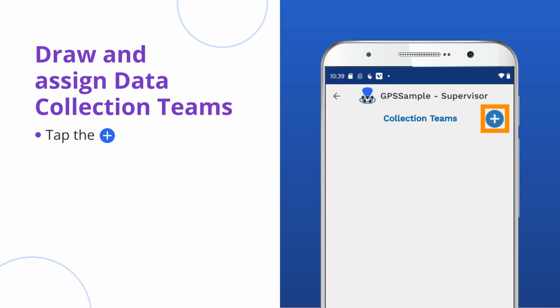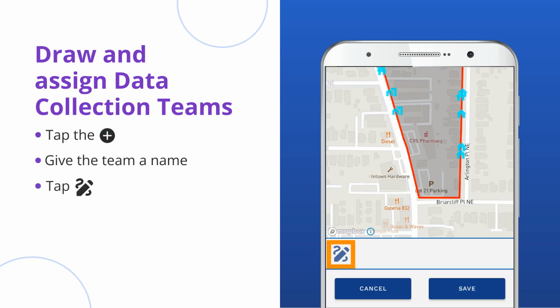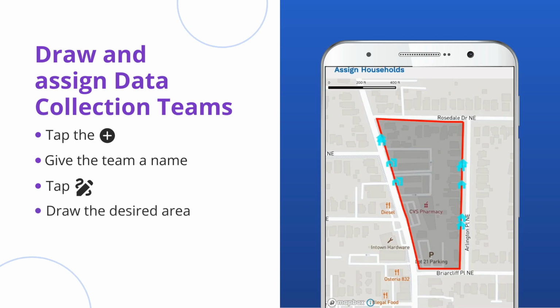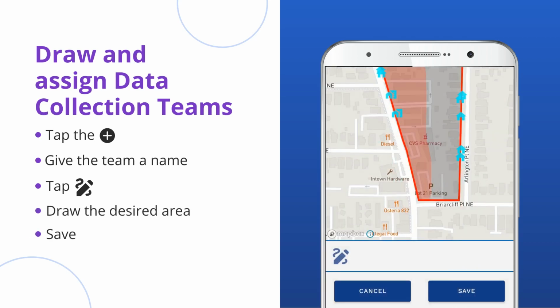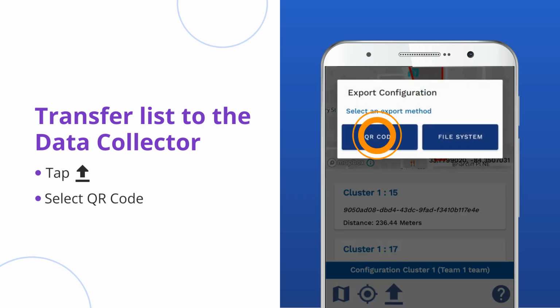Tap on the plus icon to create and assign a team to the sample. Give the team a unique name. Then tap on the pencil icon and draw the desired area. Save when you're done. To pass the sampled household list to the enumerator or data collector, tap on the up transfer arrow. Select the QR code method.